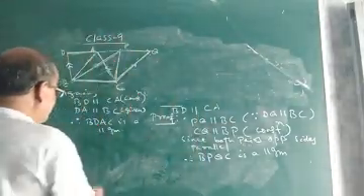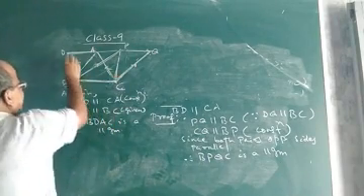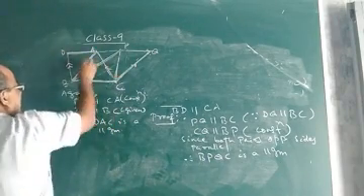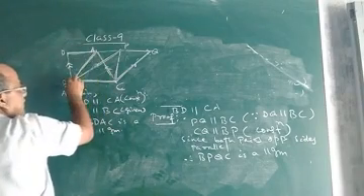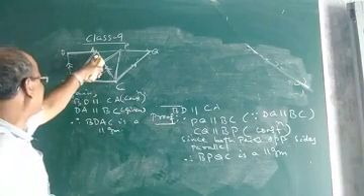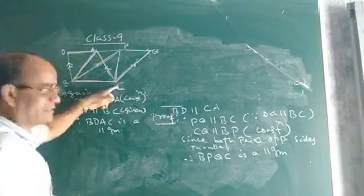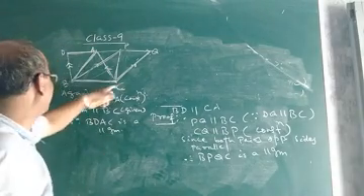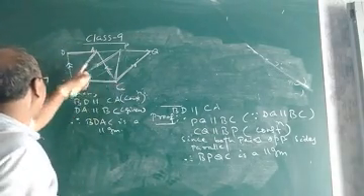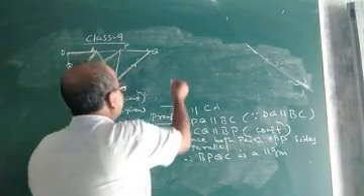Now see, children, BDAC is a parallelogram. In this parallelogram, look at the diagonal AB. AB is a diagonal. So if BDAC is a parallelogram and AB is a diagonal, then AB will divide the parallelogram BDAC into two triangles. So what are they? Triangle ABC and triangle ABD, and they will be equal in area.